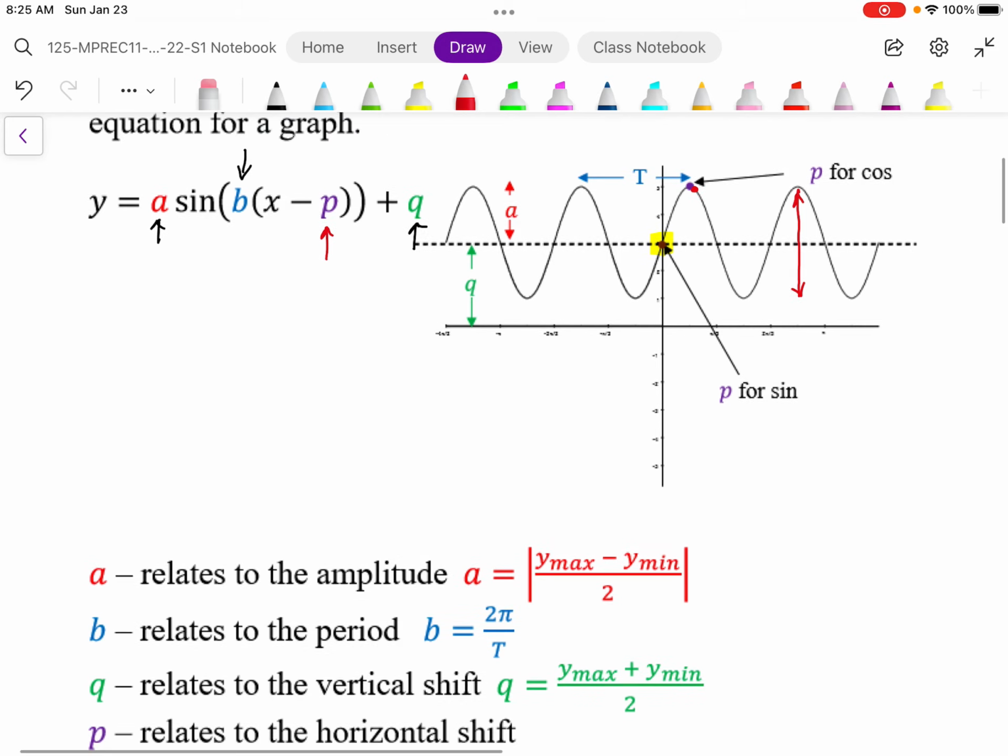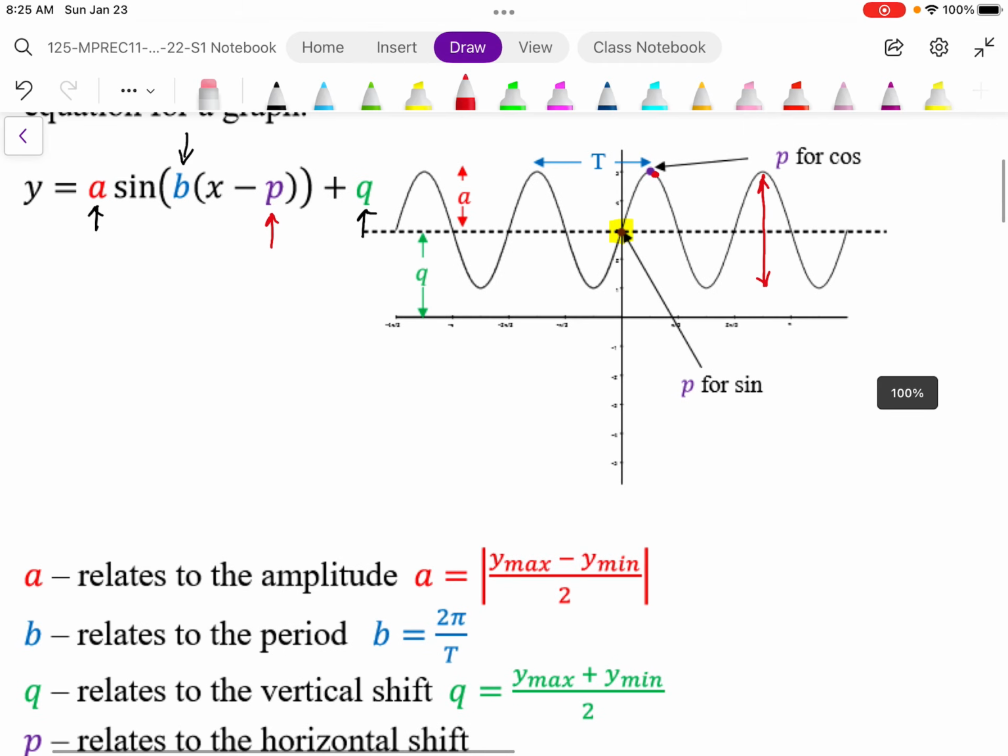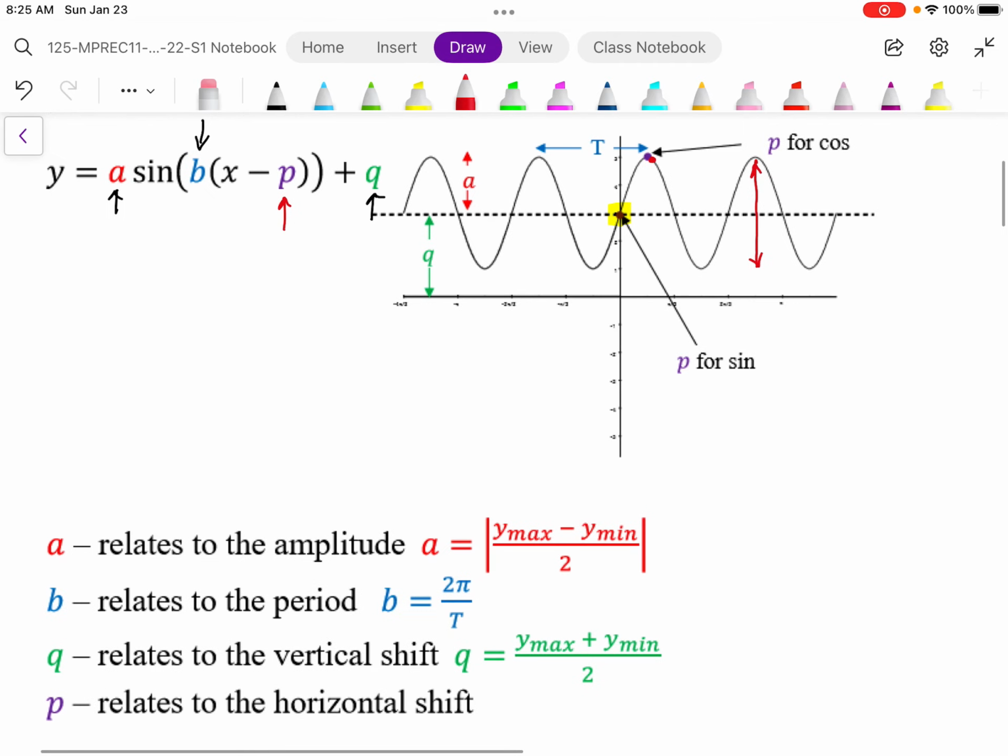The vertical shift is a position. So we're going to find the average position. To find the average, we're going to add y max and y min, and we're going to divide that by 2. So adding y max and y min divided by 2 gives us the average vertical position, or halfway between the min and max vertically. And that is a coordinate.